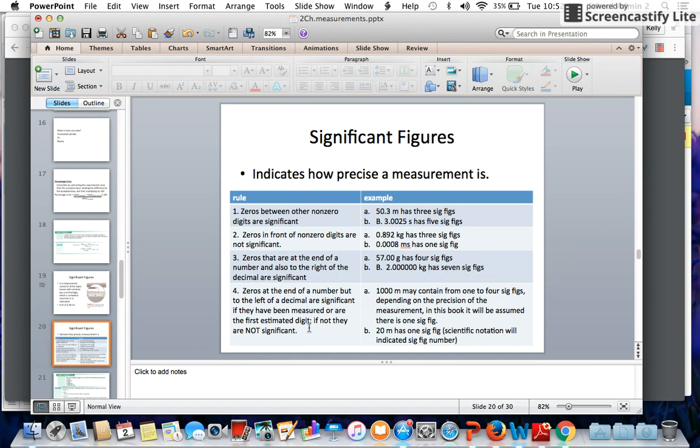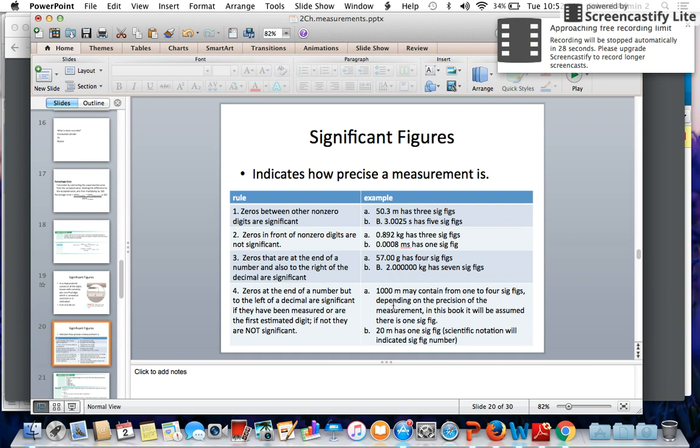And then rule number 4, zeros at the end of a number but to the left of a decimal are significant if they have been measured or are at the first estimated digit. If not, they're not significant. Now that rule doesn't really make sense. It just means that if there's no decimal point here, then that means these are not significant. So that's how we'll write it. We'll put a decimal point if we know that all these digits are zeros. So here you don't count the zeros, that's 1 sig fig. Don't count the zeros, that's 1 sig fig. Okay, we'll pick it up from there.